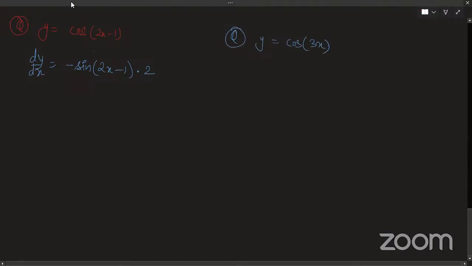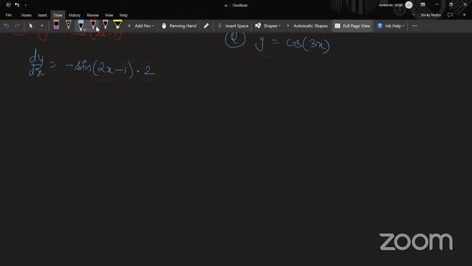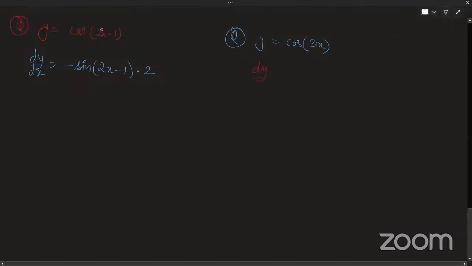What will it be? Cos of 3x. What will be your derivative? Minus sine of 3x into 3.